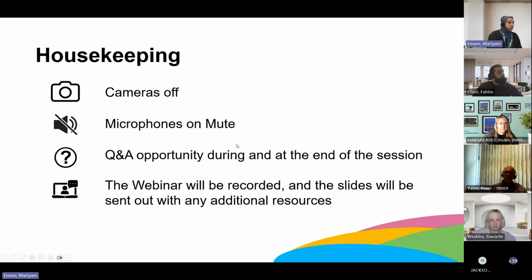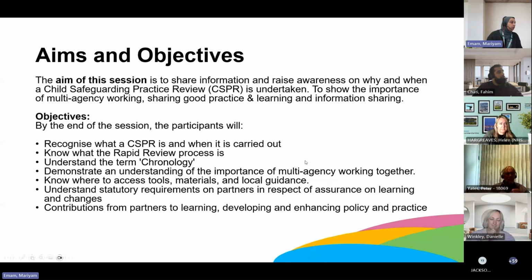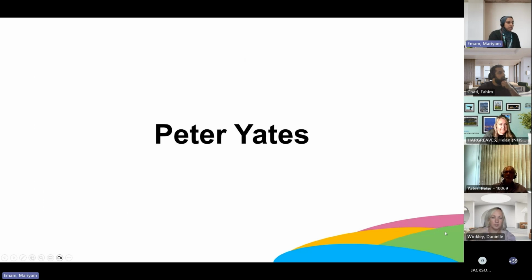So just to go through the aims and objectives. The aim of this session is to share information and raise awareness on why and when a CSPR is undertaken. It's to show the importance of multi-agency working, sharing good practice and learning, and information sharing. So we hope by the end of the session you will be able to recognise what a CSPR is and when it is carried out, know what the rapid review process is, understand the term chronology, demonstrate an understanding of the importance of multi-agency working together, know where to access tools, materials and local guidance, understand the statutory requirements on partners in respect of assurance on learning and changes, and the contributions from partners to learning, developing and enhancing policy and practice.